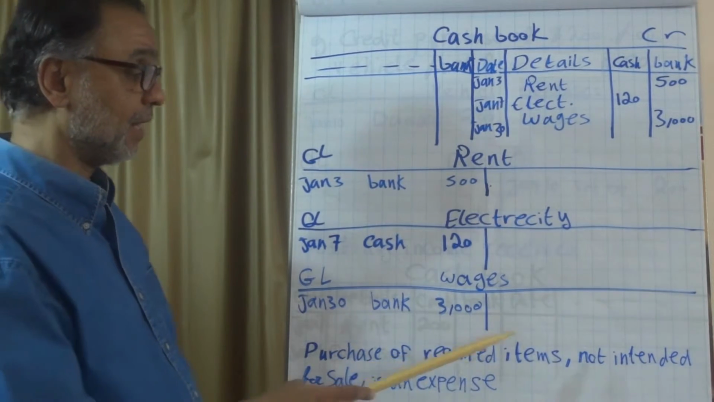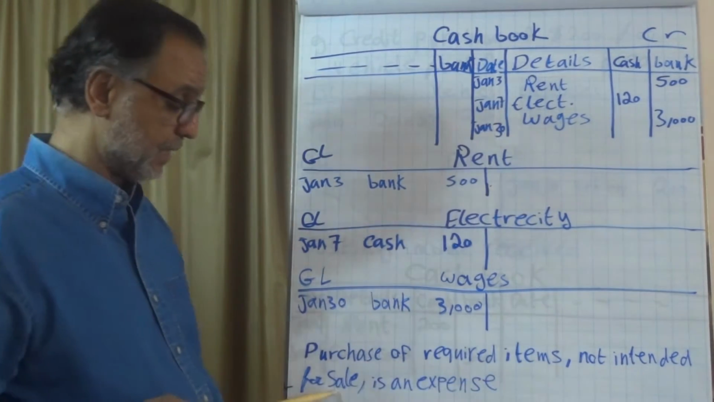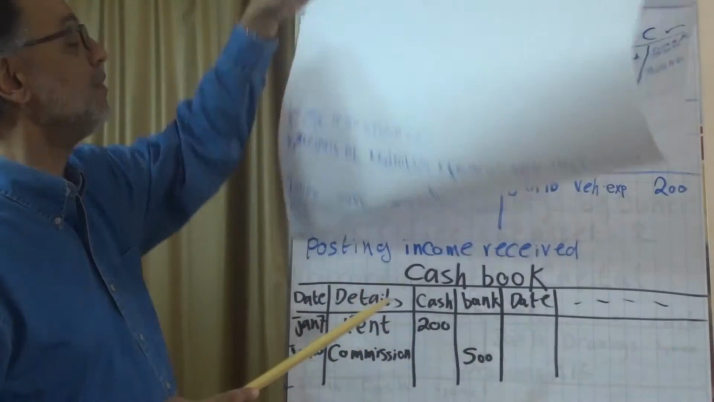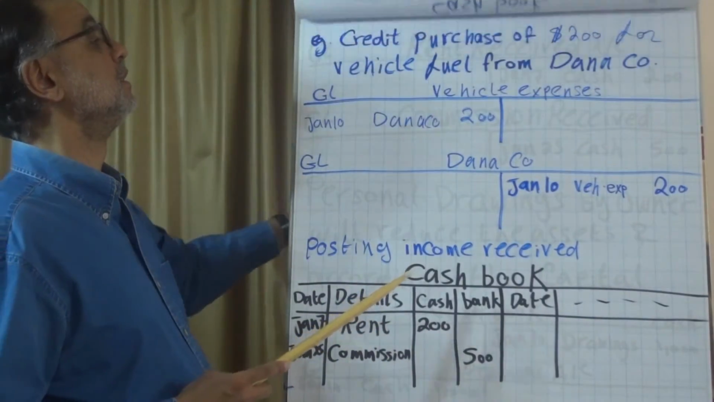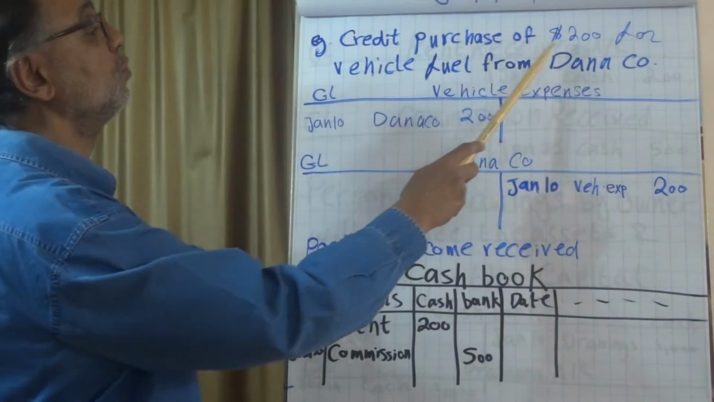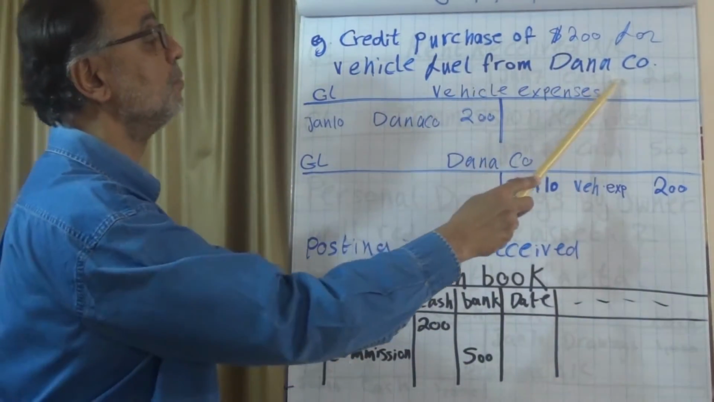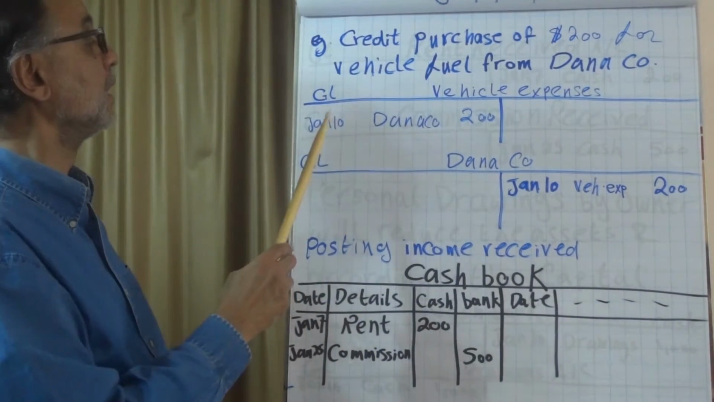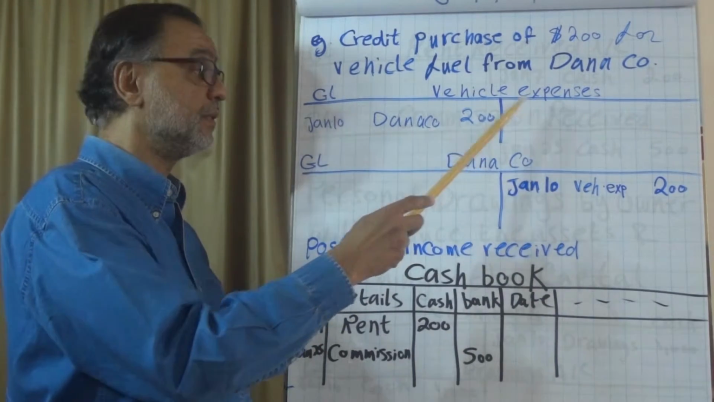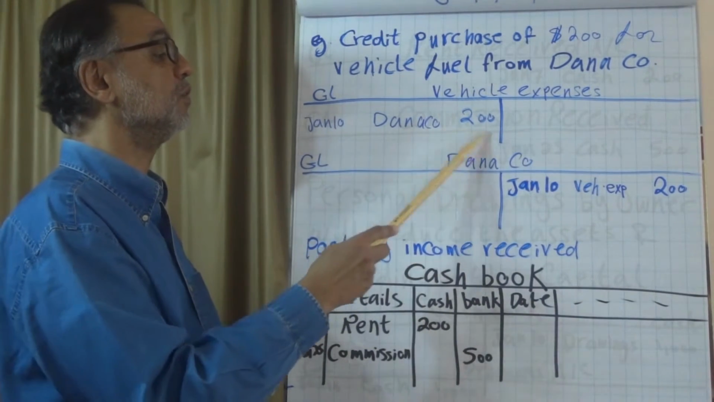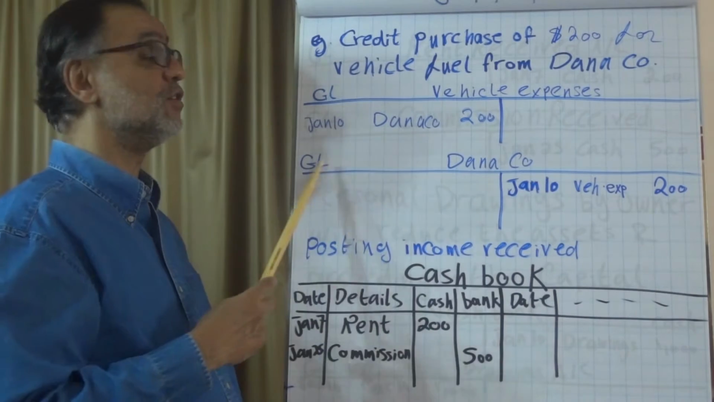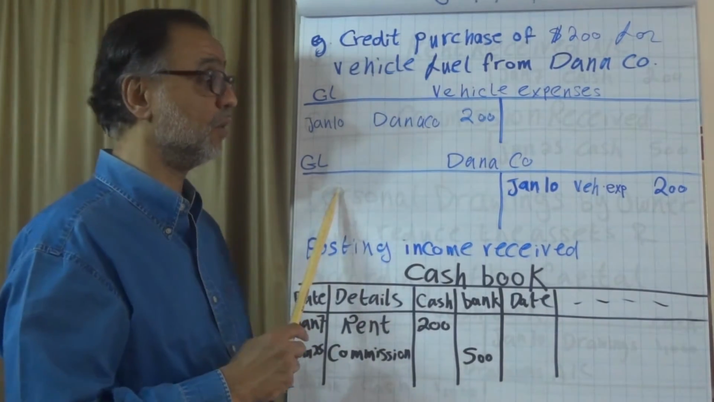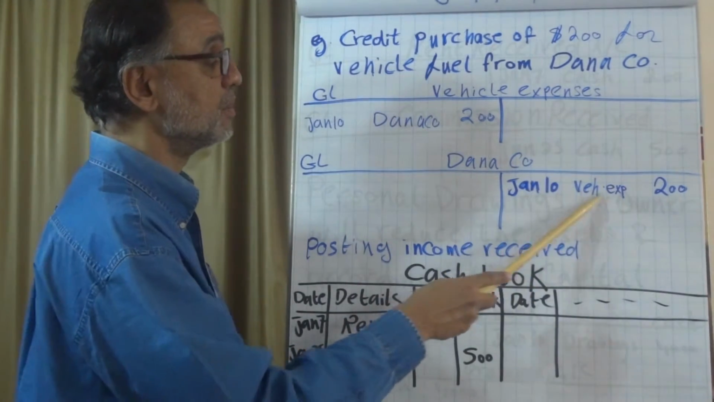Purchases of required items not intended for sale are an expense. For example, I bought fuel for the vehicles. Credit purchase of $200 for vehicle fuel from Dana Company. Vehicle expenses will be debit and Dana Company is credit, $200. Dana Company in the GL is not a trade payable, it's an accounts payable. It's credit, and the vehicle expenses is debit of $200.